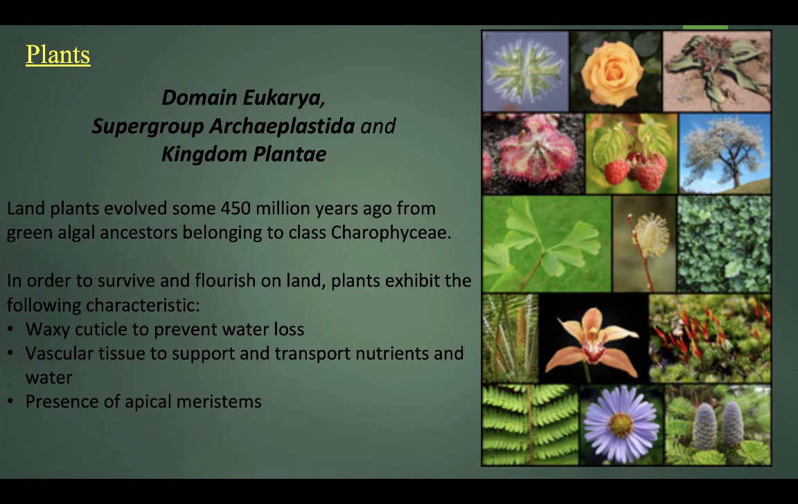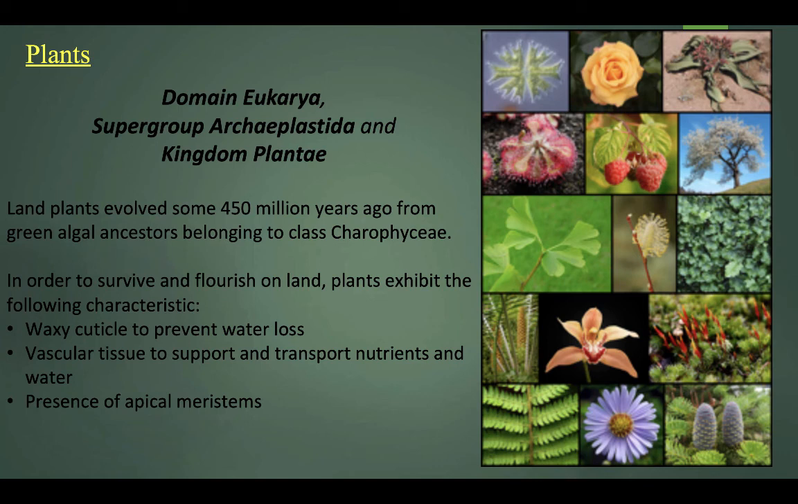And so in order for them to flourish, they needed the following characteristics. First, they needed to figure out a way that they could prevent water loss. They were in an environment that was water rich before. And so in this case, they developed what's called a waxy cuticle, a protective waxy layer to keep things in. They also developed vascular tissue, and this helped to support and transport nutrients and water around the plant before they could use the basics of diffusion or osmosis to get things to where they needed to go.